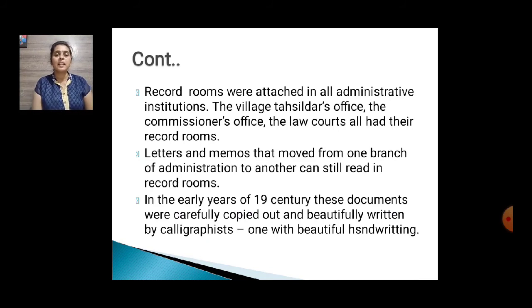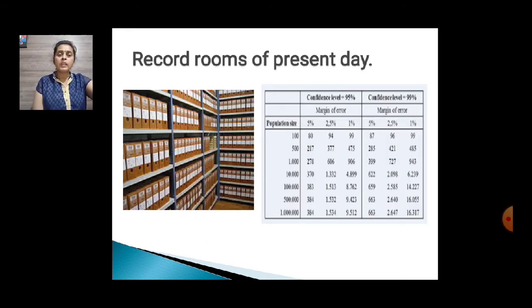There is some print mistake, spelling mistake. So who are the calligraphists? The calligraphists, they are the ones with beautiful handwriting. Now you can see the record rooms of present day.